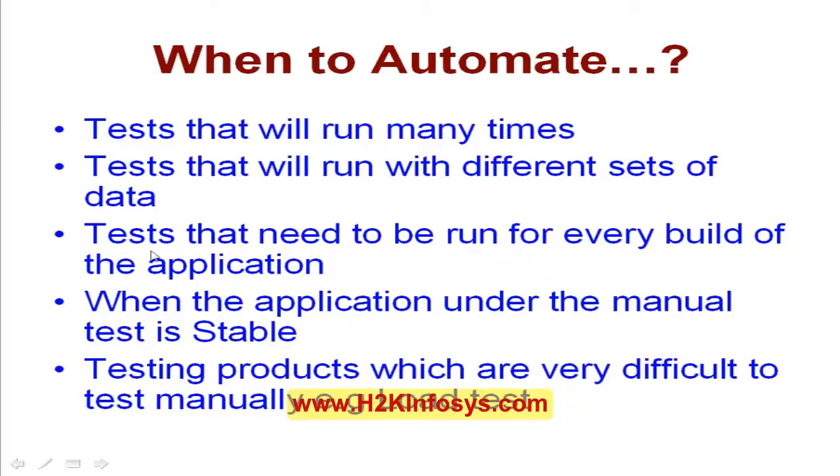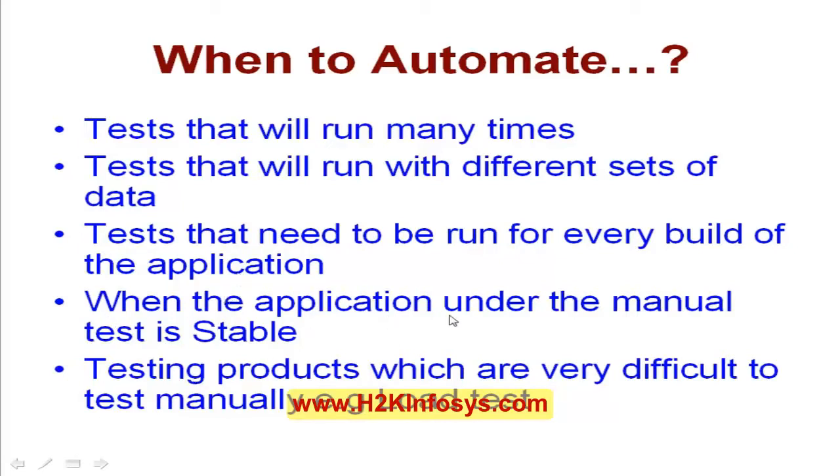So in that case, basically we can go for automation testing. Tests just need to be run for every build of the application. It means if you want to make sure that the existing functionality did not get disturbed, we can write some set of scripts. Going forward, if there is any build or any new release, we can simply make use of the automation scripts and make sure that our application is working properly.